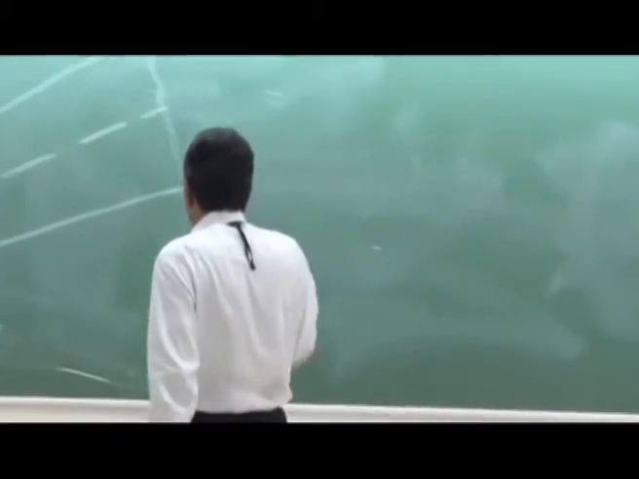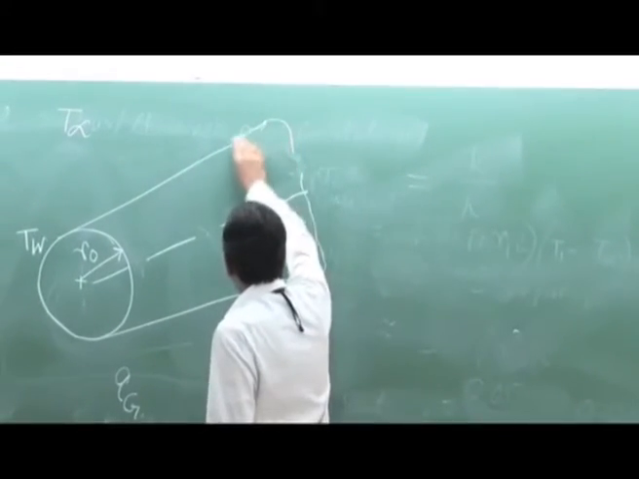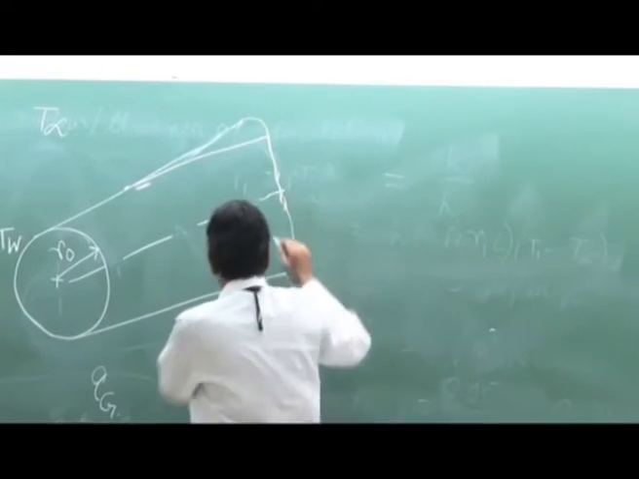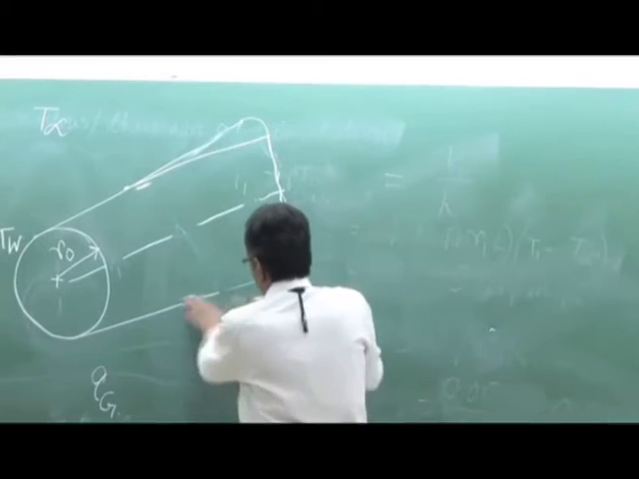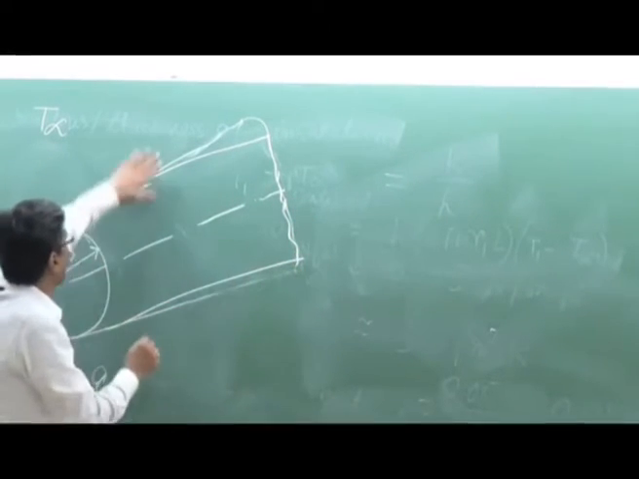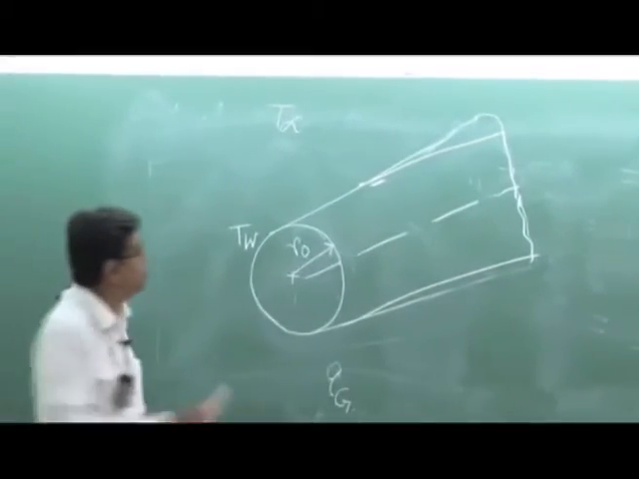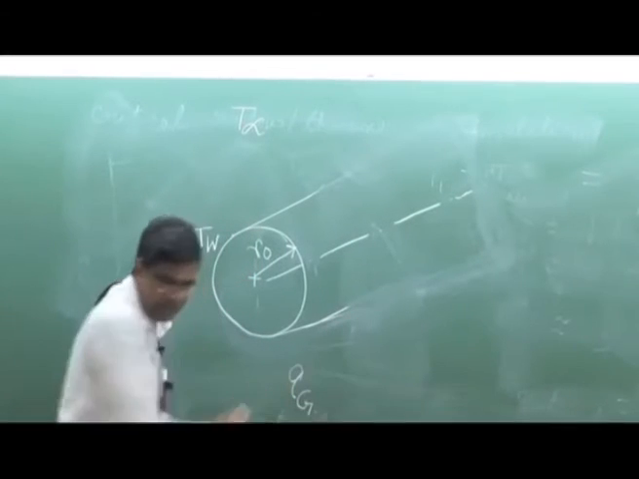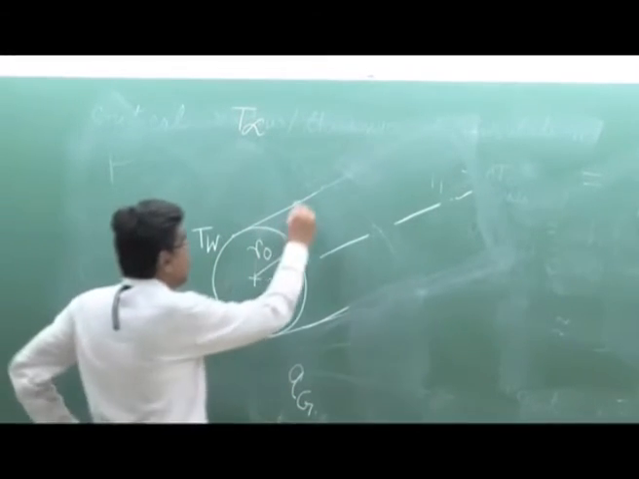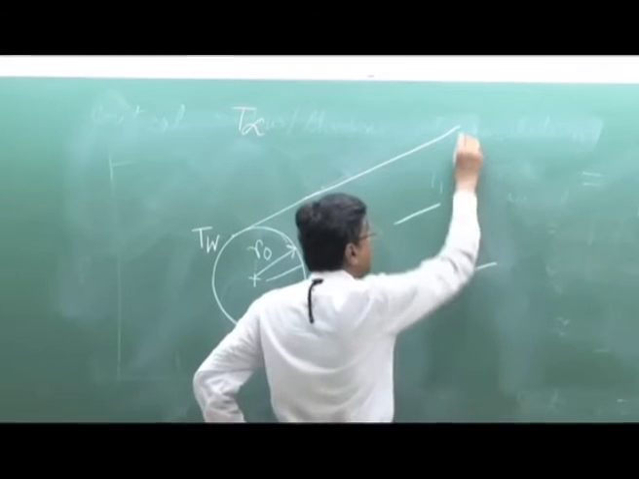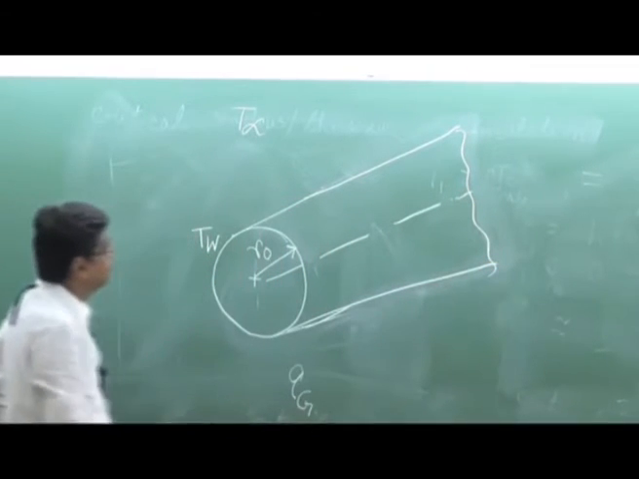So this is, my drawing is very bad. This looks like a divergent. Sorry. This looks like a, sorry, let me draw it. This looks like a divergent. Okay.